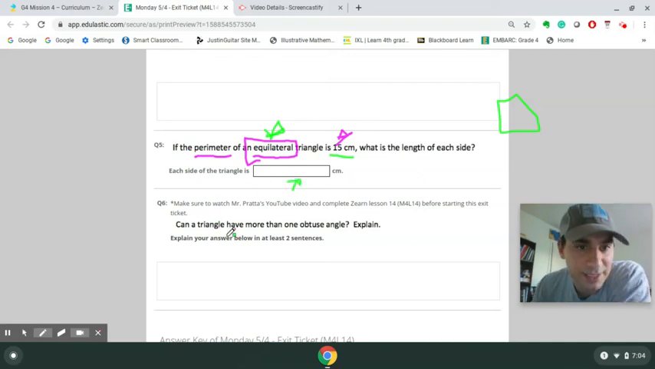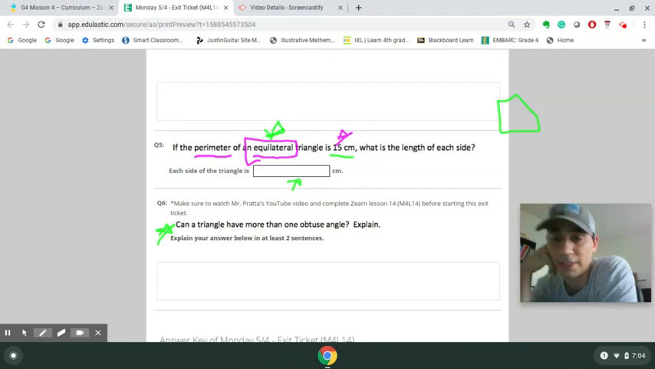And then last but not least, can a triangle have more than one obtuse angle? I was very clear with this answer earlier in the problem. For my friends that went to Google Classroom and answered it, you've already thought about this one. Make sure you write your answer in at least 2 sentences. Tell me why or why not a triangle can have more than one obtuse angle, or if it can't have more than one obtuse angle.